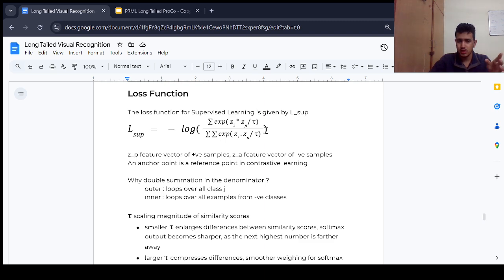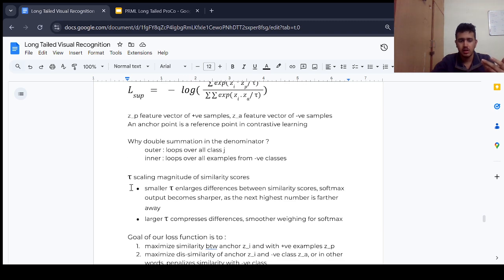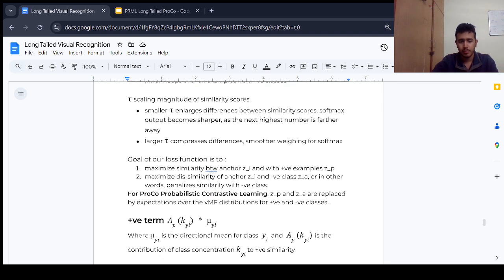This is already seen earlier. This maximizes the similarity between the anchor class and the positive samples. The denominator is for the anchor class and the negative samples. We try to keep them as far as possible because the vMF is a learnable space, right? We talked about the temperature, magnitude, scaling magnitude, and we talked about the goal of a loss function as well.